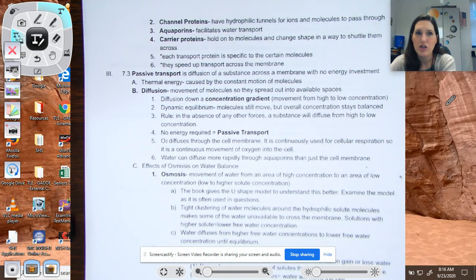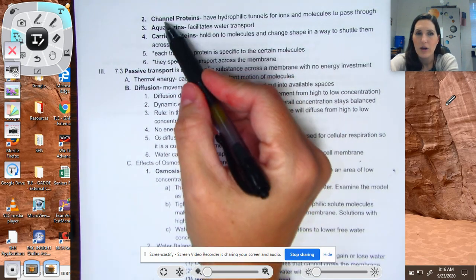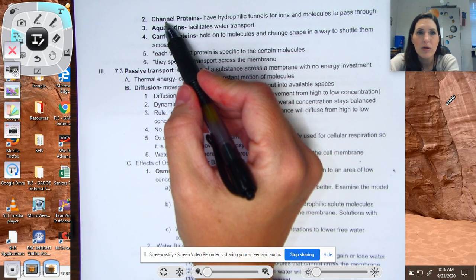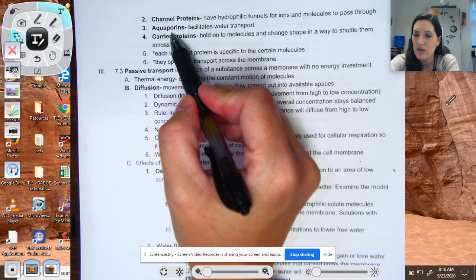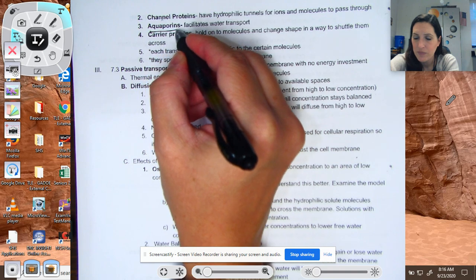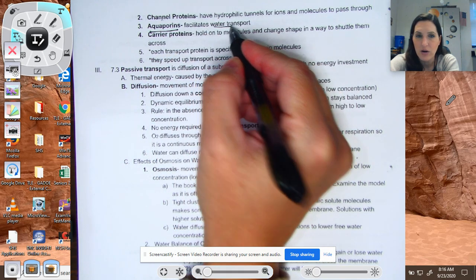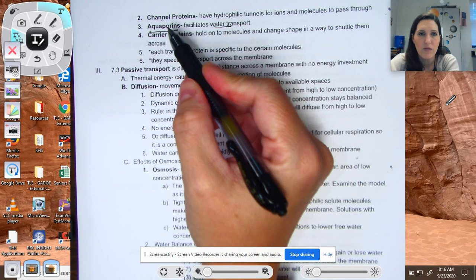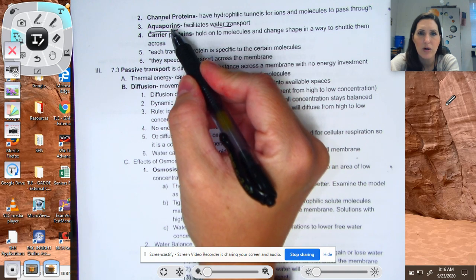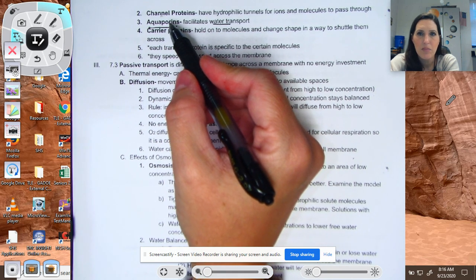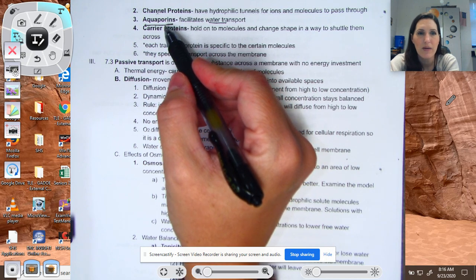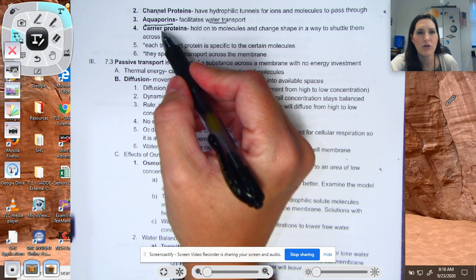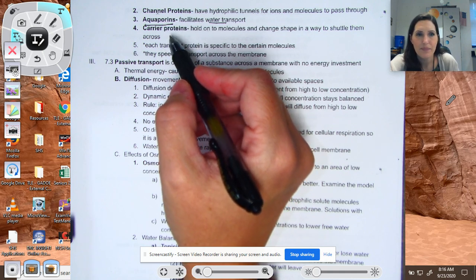We're going to use channel proteins, which look like a tube that goes through, so they don't have to touch anything. Aquaporins. The book talks a lot about aquaporins. Aquaporins facilitate water. You see the aqua there. Facilitate water. So these are really important because this is how most of our water gets through the membrane. If it had to just go through the phospholipid bilayer, it would take a long time because it's slower. The aquaporins are able to transport the water faster.